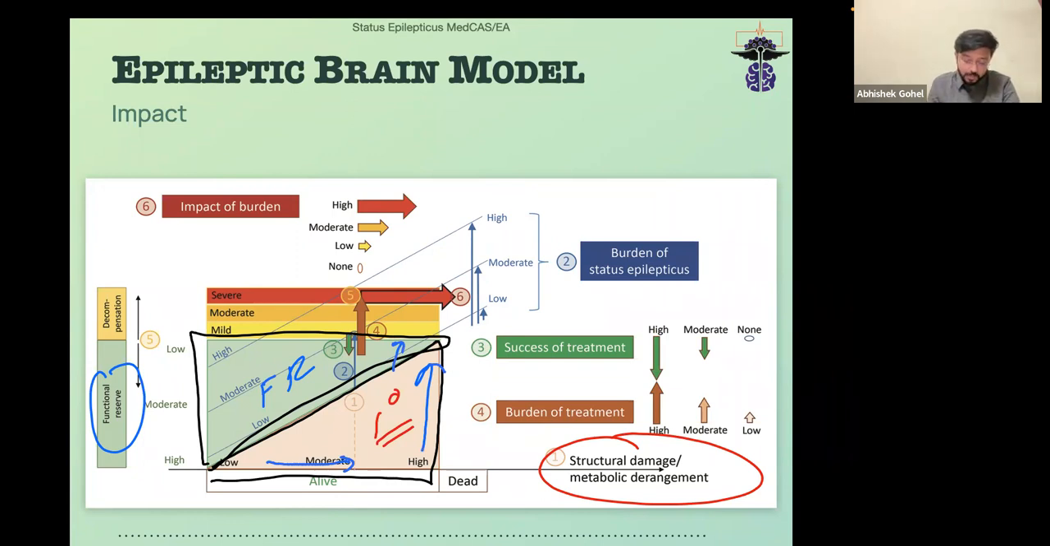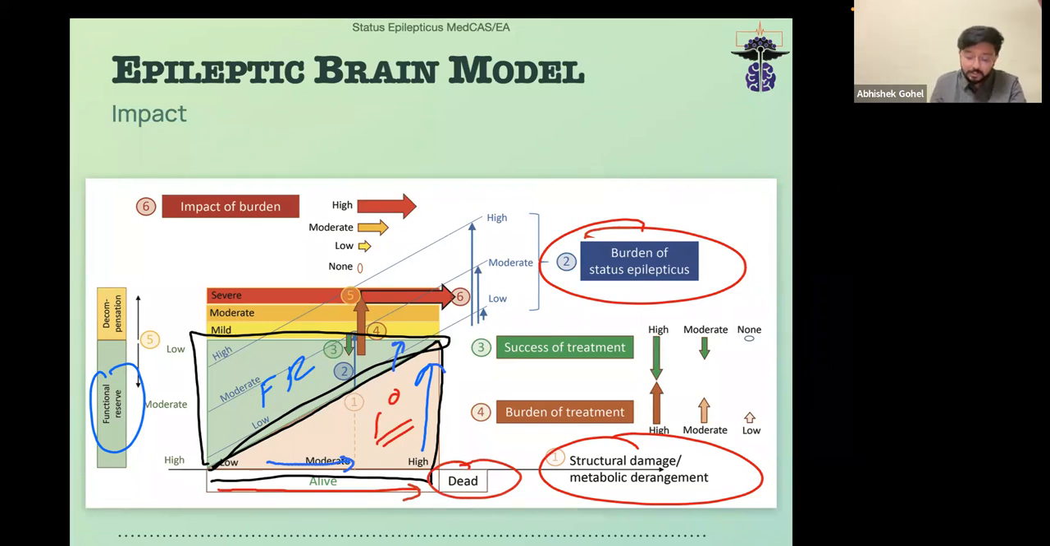Now, what happens over here? The more the status epilepticus persists, the total burden of status epilepticus will rise, and that pushes the patient from low morbidity to high morbidity towards mortality. We have to prevent that.